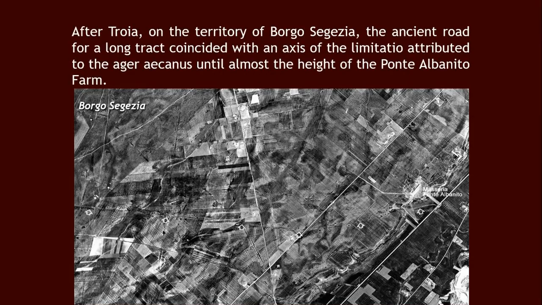After Troia, on the territory of Borgo Segezia, the ancient road for a long tract coincided with an axis of the limitatio attributed to the Ager Canis until almost the height of the Ponte Albanito farm.